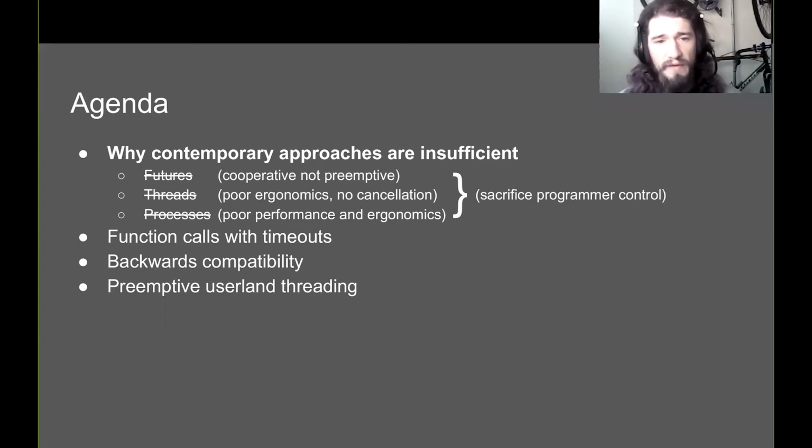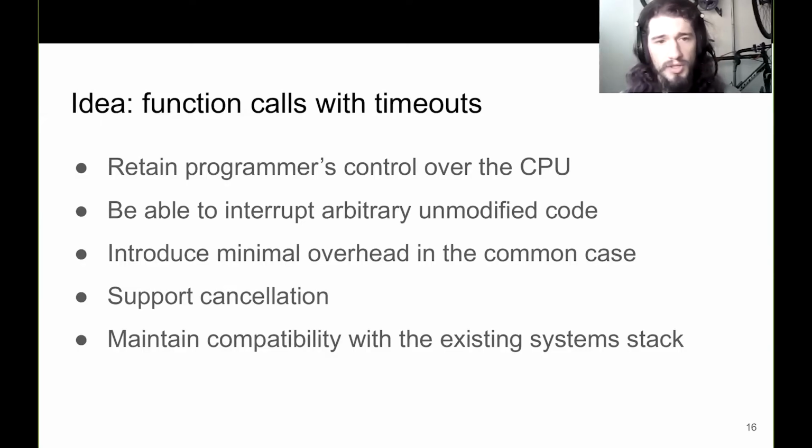And what these approaches have in common is that they require the programmer to sacrifice control by handing things over to an external scheduler. So looking back at our desiderata, actually one way that we could provide all of these things is to just add timeouts with function calls. That way, the programmer would be able to trust that they were going to get control of the CPU back.